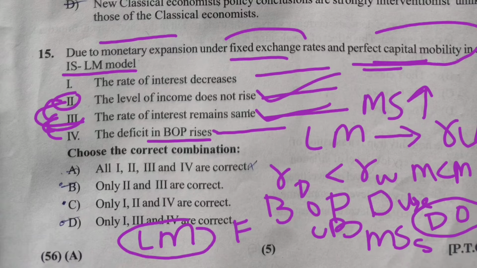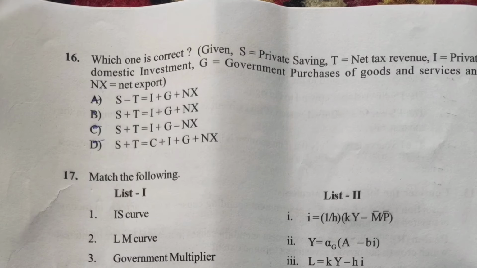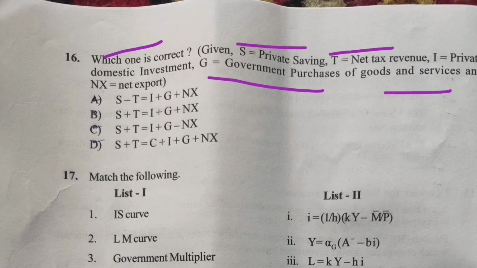Okay, now we have the next question. Which one of these is correct? We are being given: S denotes the private savings stake, T denotes the net tax revenue, I is the private domestic investment, G is government purchase of goods and services, and NX denotes the net export. We need to find out which is the correct identity here.